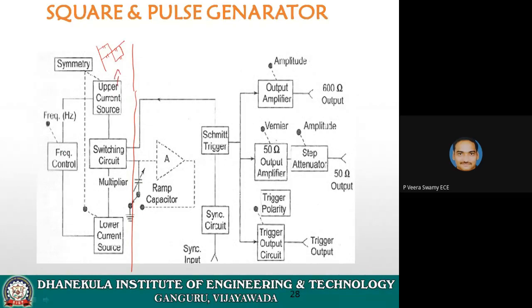This is the upper constant current source, used to get high frequencies, and the lower current source is used to get lower frequencies. Here the current decreases with respect to time, and here it increases with respect to time. And this is the switching circuit, used to switch between the different frequency conditions. Of course, here we are using a multiplier, which is also part of this switching circuit.